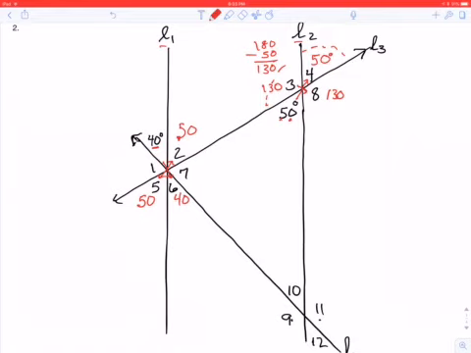Now, angle 10 is the alternate interior to angle 6. That is, inside the parallel lines on opposite sides of the transversal, but not adjacent. Kind of on the diagonal. So 10 is 40. Well, if 10 is 40, then so is 12 because it's vertical to it.